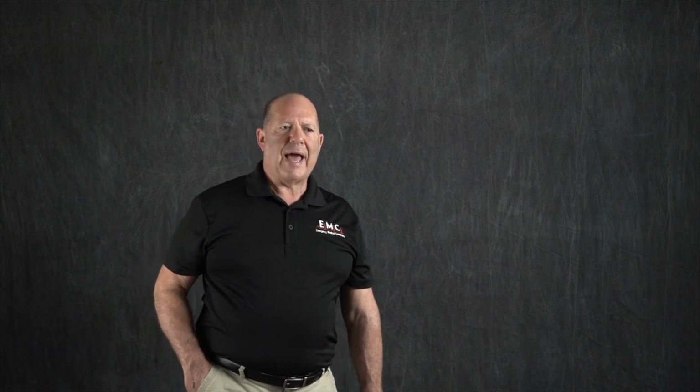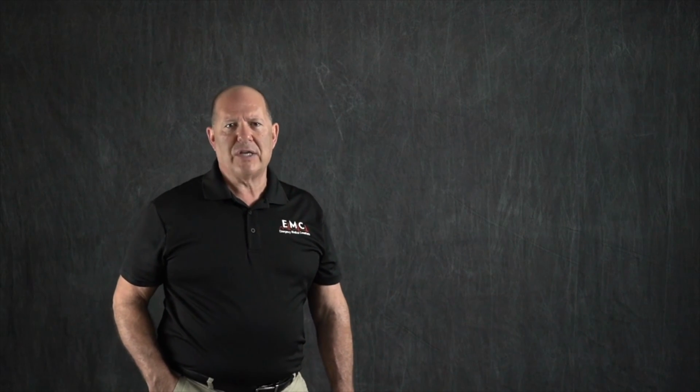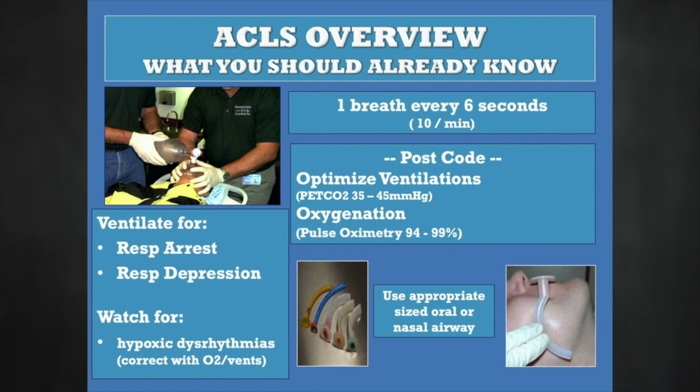Remember that either post-cardiac arrest with a patient who has respiratory arrest or agonal breathing, or pre-cardiac arrest with a patient who has that same condition, we would ventilate the patient at approximately 10 breaths a minute, or 1 breath every 5 to 6 seconds. Our goal is, if we've stopped doing CPR because there's a pulse, we then want to make sure that we're optimizing oxygenation at 94 to 99% and optimizing perfusion or ventilation at a CO2 of 35 to 45 millimeters of mercury.